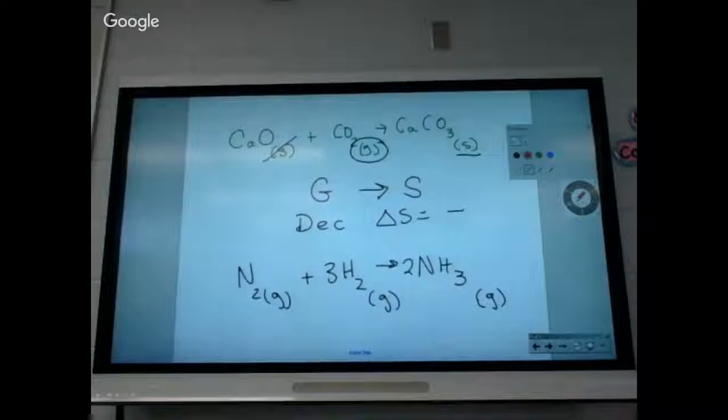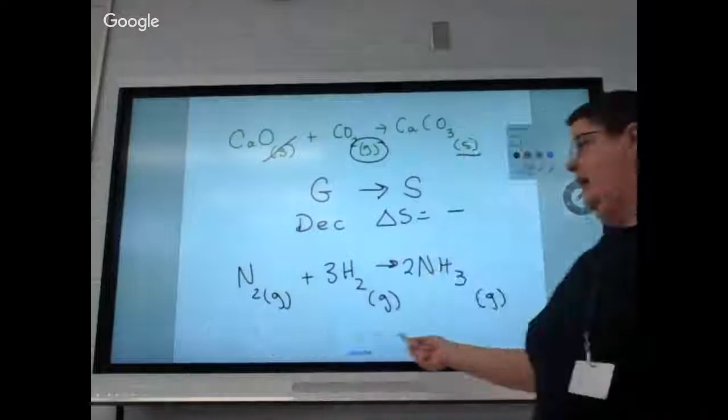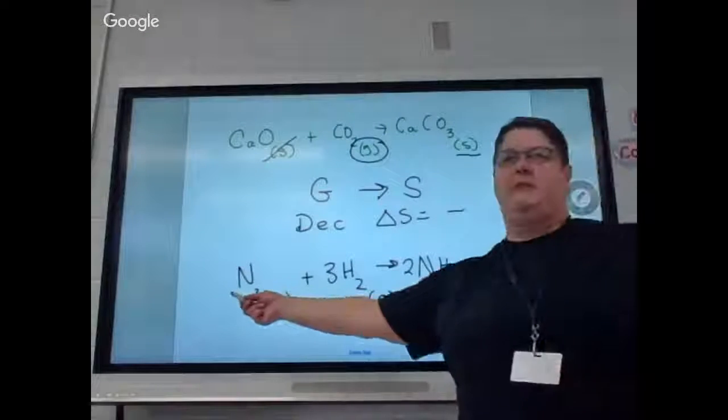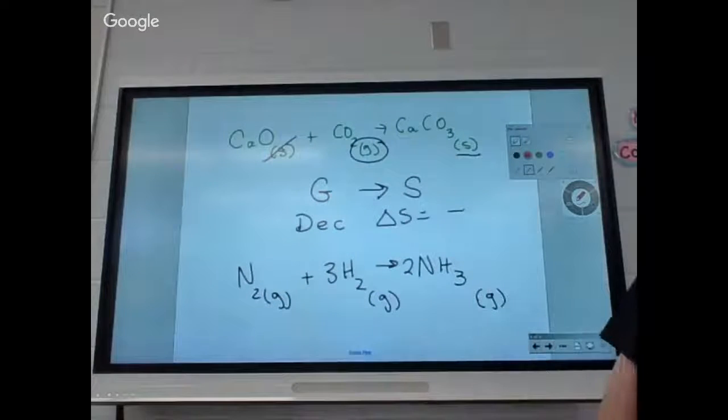What are we going to do if they're all gases? And they said, look at the numbers. And I said, yes. What are we going to do with the numbers, though? And they said, look at the big number. And I said, no. Not change them. You're only looking at the numbers. But what are we doing with the numbers? Change them how? Increasing.